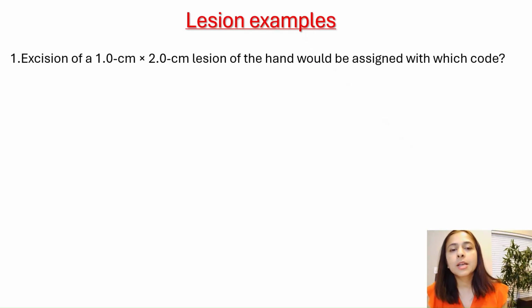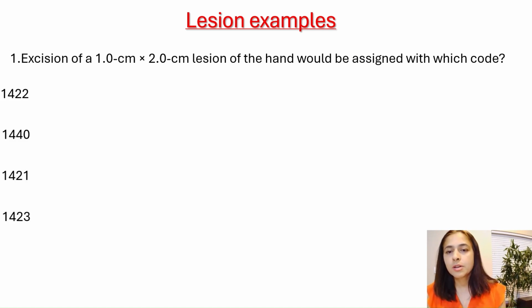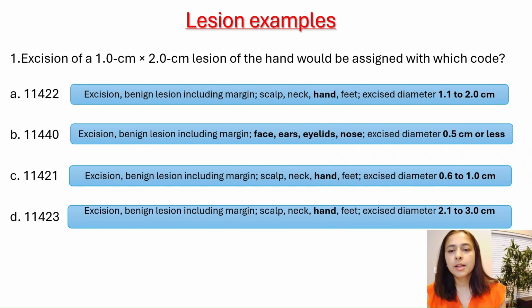Lesion examples. Excision of a 1 centimeter times 2 centimeter lesion of the hand would be assigned with which code? These are the options, and these are the descriptions of the codes. Option A has the highlighted part as hand. Option B has face, ear, eyelid, and nose. Option C has hand, and option D has hand as well. We can ignore option B.